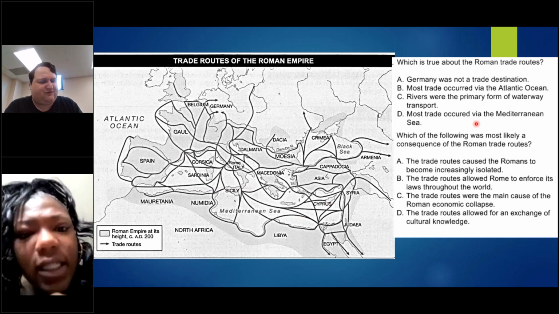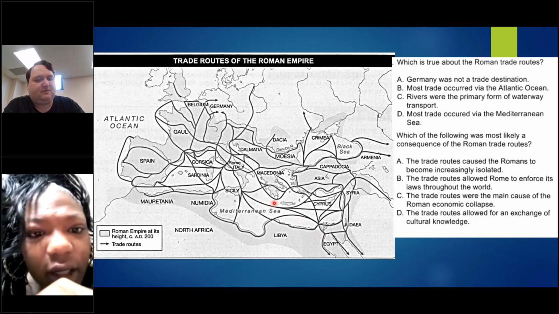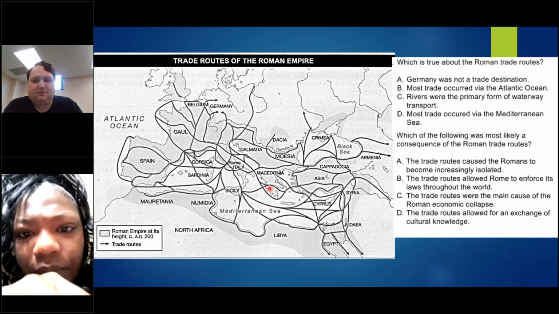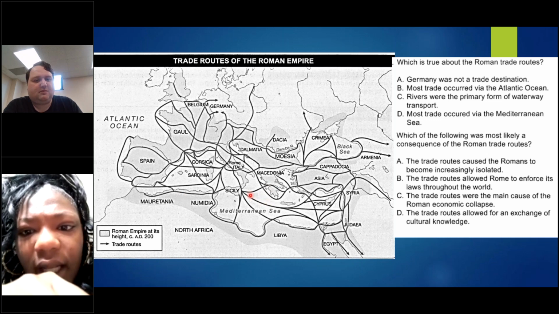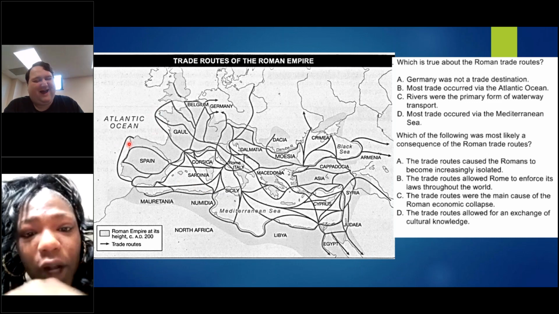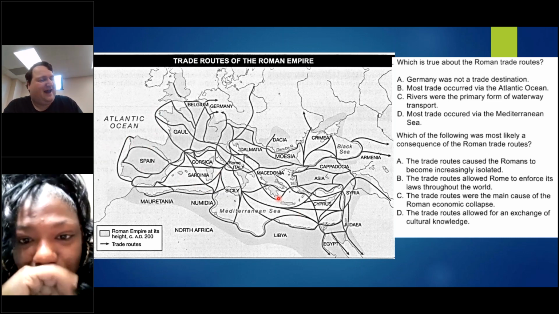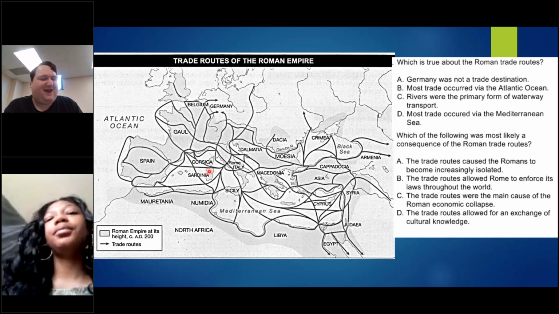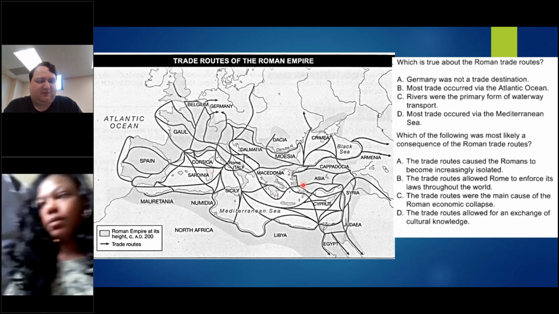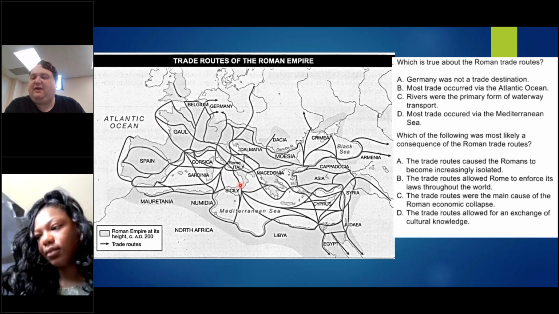Look at all those trade routes crisscrossing there. And none of them really occurred where it says the Atlantic Ocean. Most of them occurred down here. There's a couple up here, but not many. And down here we've got all of these ones down there. Absolutely great.